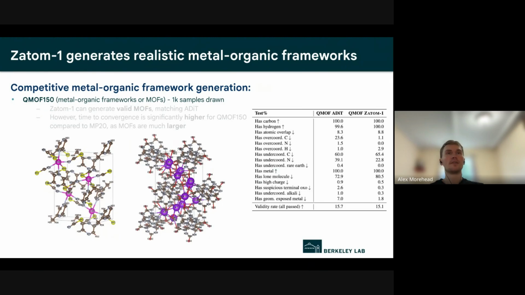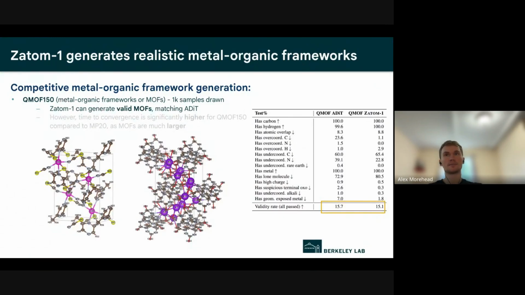Awesome. So that describes our molecule and material generation results, the baseline results for pre-training. Now I'll describe some more complex materials that we've tried pre-training with in a generative fashion using Zatom-1. This is for generating metal organic frameworks, otherwise called MOFs. Here we pre-train on a dataset called QMOF150, which is just QMOF filtered to only metal organic frameworks with 150 or fewer atoms.